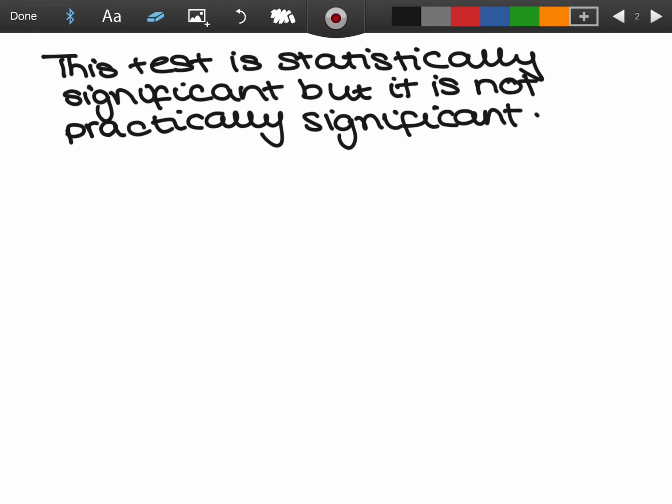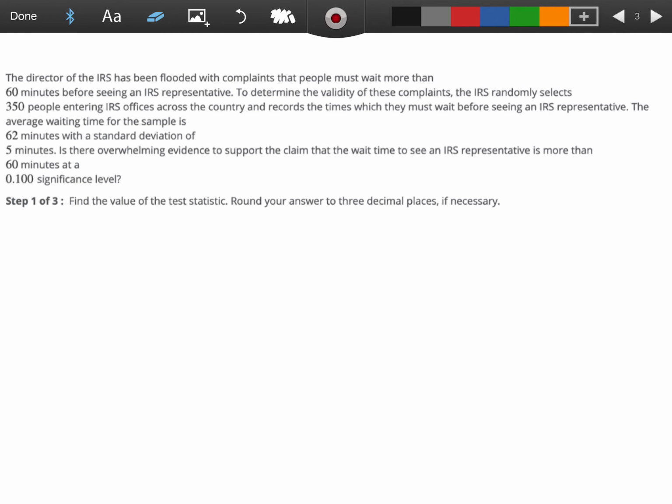Now, let's do a quick example. This comes from the Hawks homework. They'll always do these in three steps, and they'll ask you a couple of questions afterwards. It says here that the director of the IRS has been flooded with complaints that people must wait more than 60 minutes before seeing a representative. To determine the validity of these complaints, the IRS randomly selects 350 people across the country, so you've got a sample size of 350, and records the times they must wait before seeing an IRS representative. The average waiting time for the sample is 62 minutes with a standard deviation of 5 minutes.